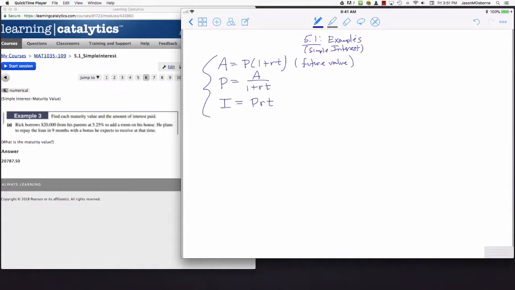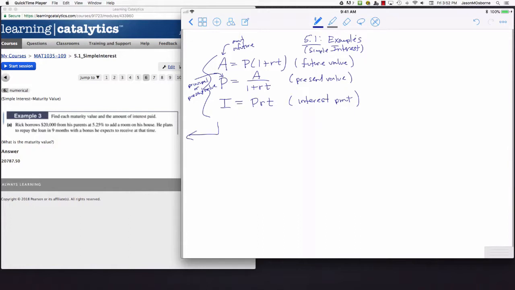The first equation is the future value form because it's solved for A. A is the amount that you're trying to figure out in the future. So the equations are labeled by what they are solved for. P is the present value or principal, and since this equation is solved for P, this is the present value form of the equation. And I stands for the interest payment. Any of the questions in section 5.1 are going to involve deciding which of these three formulas to use. The example right here from Learning Catalytics is a good example.